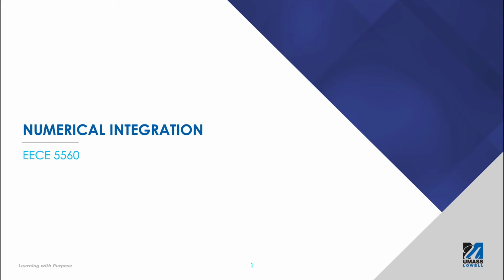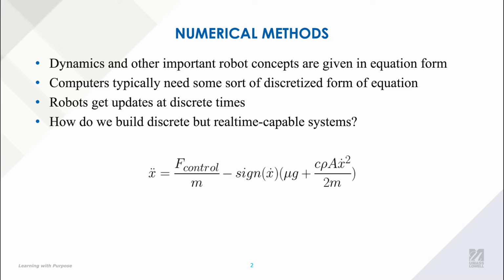We talked about how to do derivatives on your robot in the last video, so let's talk about integration in this video. Just like we said last time, oftentimes we get dynamics and other sorts of important robot concepts in these equations that have integrals and derivatives in them, but computers typically need some sort of discretized form of the equations, and robots in particular get updates at discrete times as they're running. So how do we build these discrete systems that are also real-time capable? In this video we're going to talk about the other half of the equation, the numerical integration.